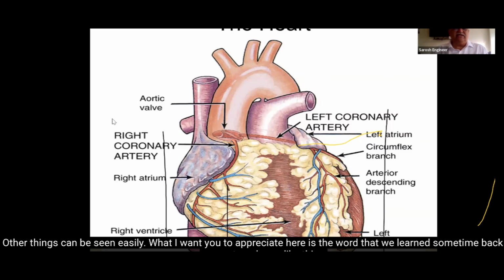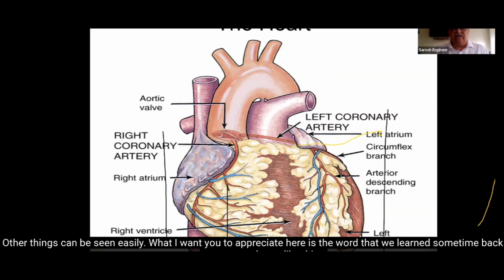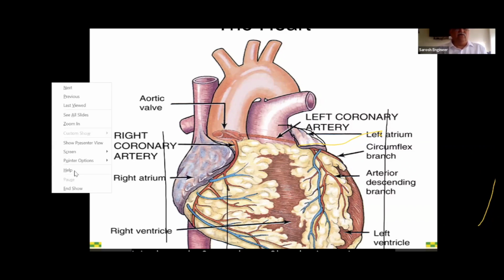What I want you to appreciate here is the word that we learned some time back. This external ear-like thing is called the right auricle, and this ear-like thing is called the left auricle. So auricles are the last part of the atrium. You heard it today. After today, don't even bring that word auricle into it. It is always atrium and atrium. Okay, that is very important.